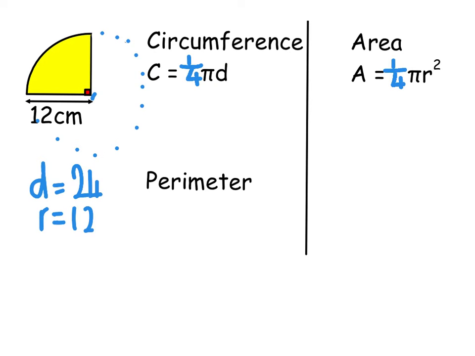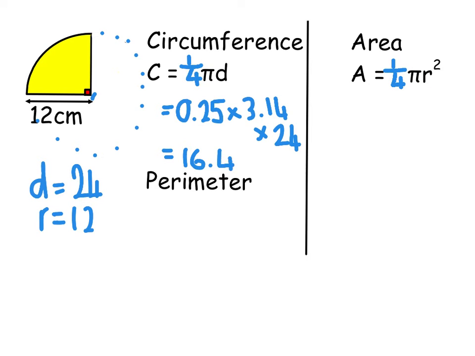So to get the circumference, I'm going to turn that quarter into a decimal when I type it in, and I'm going to do 0.25 times 3.14 times my diameter of 24. And then I'll type that in, and we get an answer of 16.4208. So I'm going to round that to 16.42 centimetres to 2 decimal places.